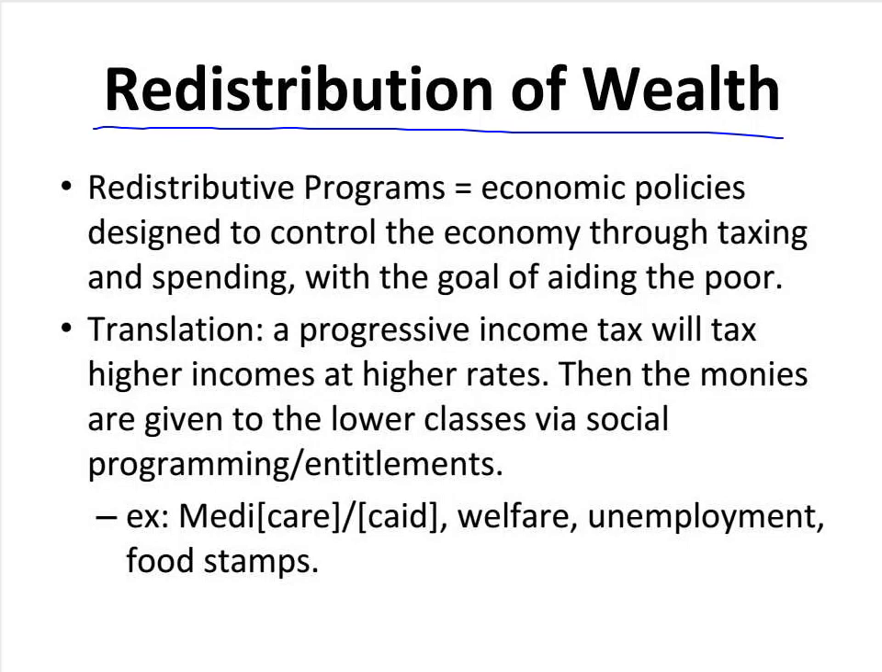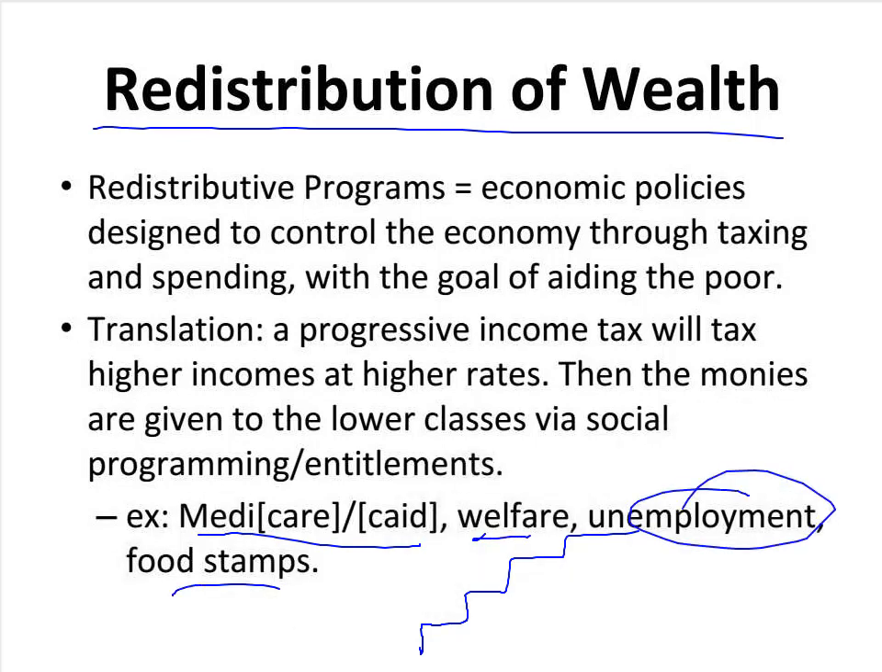The translation, how to make this easy to understand: a progressive income tax, which means the more you make, it's almost like a staircase. The more you make, the higher your rate in income taxes becomes, and the monies are then redistributed to lower classes via social programming, entitlement programs. Some good examples would be Medicare and Medicaid, welfare, unemployment, food stamps. These are all programs that are forms of redistribution of wealth.